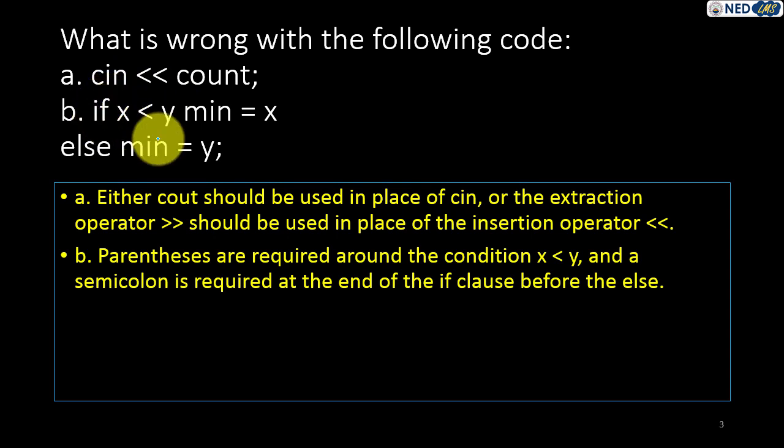In part B, if x is less than y, minimum equals x, or else minimum equals y. So here the parentheses are actually required over here, and here, minimum equals x, we should also put a semicolon at the end of the if clause before the else.